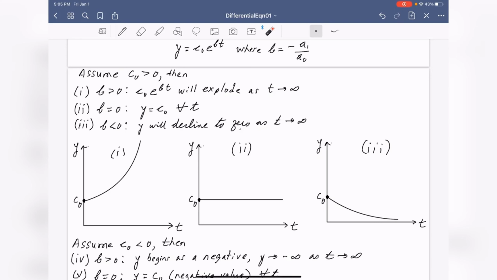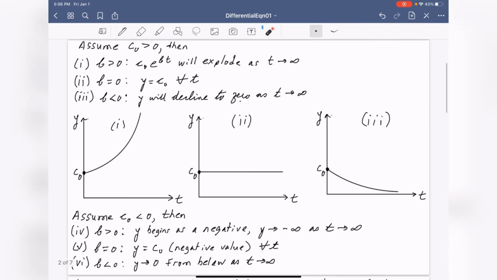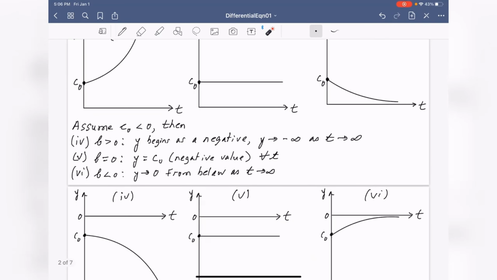So these three cases can be illustrated in these three diagrams. The first one shows you that starting at c0, y of t will explode as t goes to infinity. In the second case, b equals 0, and we find that y of t is constant at c0 regardless of what value of t we choose. And the final one shows you that starting at c0, you decline towards 0, so y of t falls towards 0 as t increases.